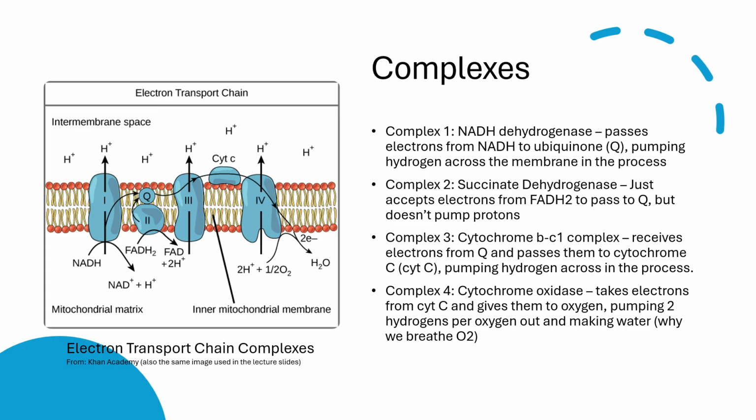Complex 3, or cytochrome B through C1, receives electrons from Q and passes them to cytochrome C, abbreviated as Cyt C, pumping hydrogen across the membrane in the process. And complex 4, or cytochrome oxidase, takes electrons from Cyt C and gives them to oxygen, pumping out 2 hydrogens per oxygen in the process and making water, which is why we breathe O2, because we need O2 in our systems to undergo this process.